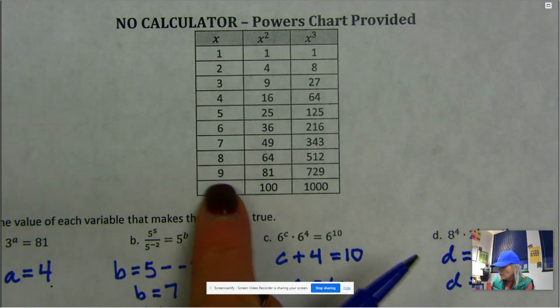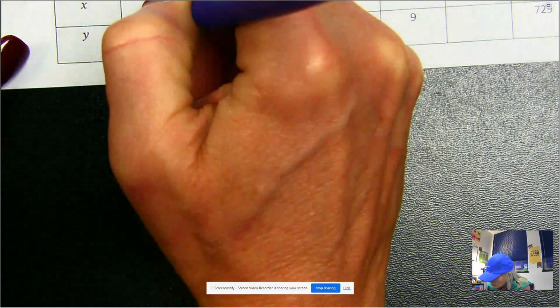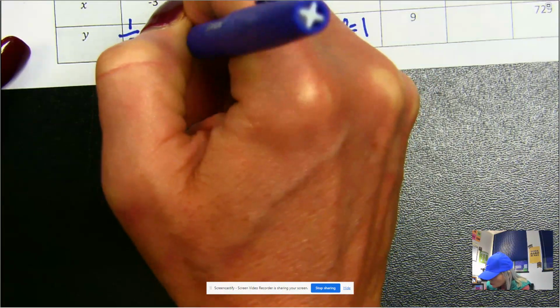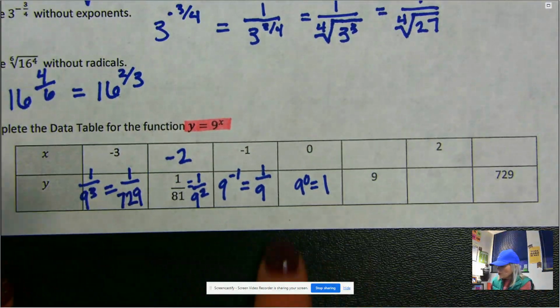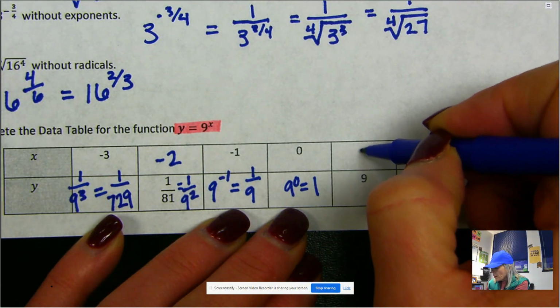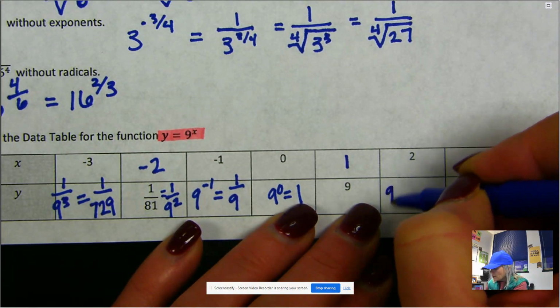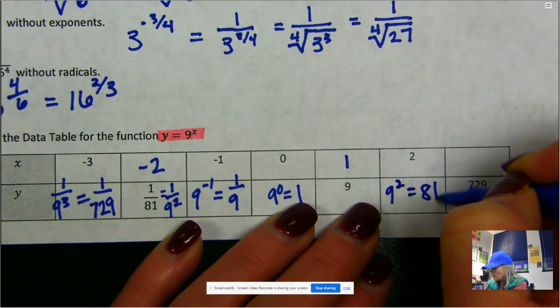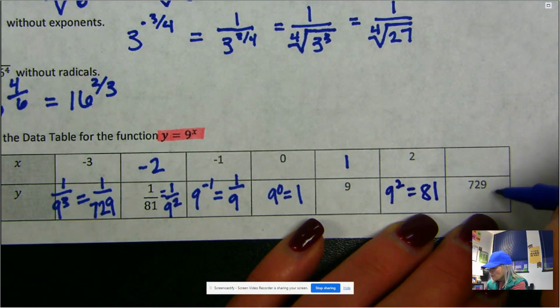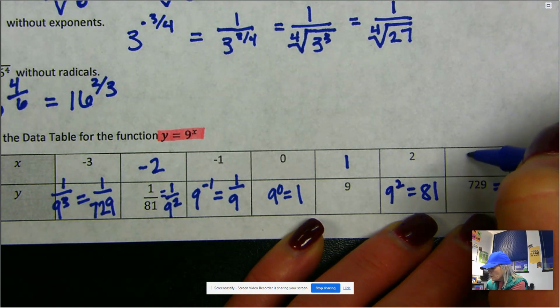And so looking at the power table, here's 9. 9 to the 3rd is 729. So this is 1 over 729. Okay. All right, so moving in the other direction, this would just be a power of 1. And then here, when x is 2, 9 to the 2nd is 81. And we just saw in the power table, 729 is equal to 9 to the 3rd. So this is a 3 here.